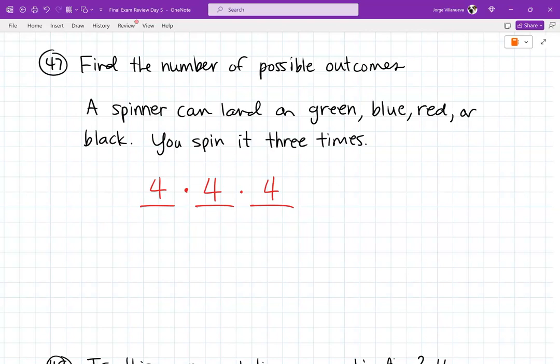Now, if they would have said you can't get the same color, then it would have been 4 at first, and then 3, and then 2, because you start to eliminate colors. You're like, okay, I got blue, so I can't use it again. Then I got black, so I can't use that again. So it'll be like a countdown. But this comes out to 64, and we're done.